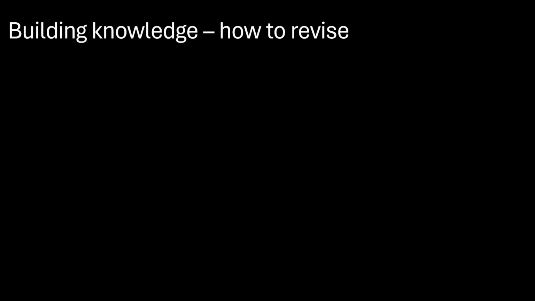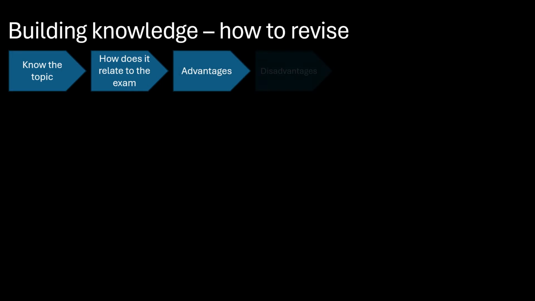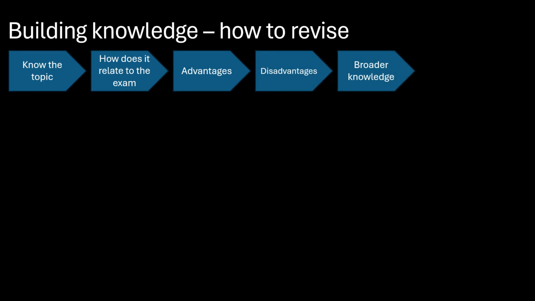Next up, just before we look at the actual exam paper, we talk about building knowledge and how to revise. Everybody has their own individual way of revising, but it is important that you have a full awareness of the syllabus to be able to revise effectively. One of the things that we do with topics in class is we do this. We look at the topic itself, we try to understand how it relates to the exam paper. We look at the advantages of the topic and perhaps the disadvantages to give us a broader understanding, and then also see if there is any broader knowledge that we can add to the topic to give us a better understanding.